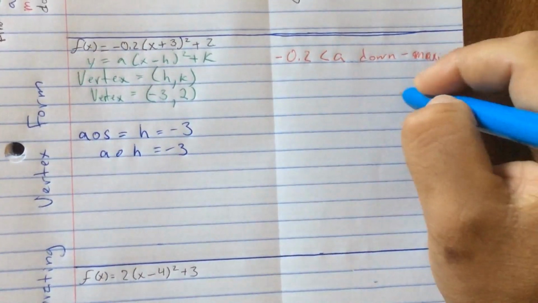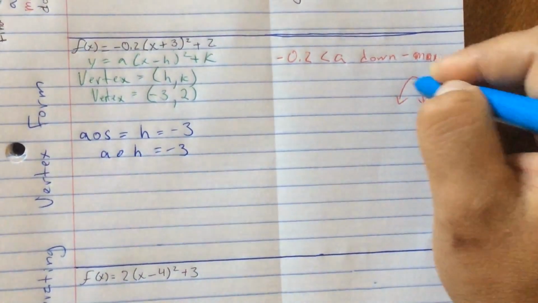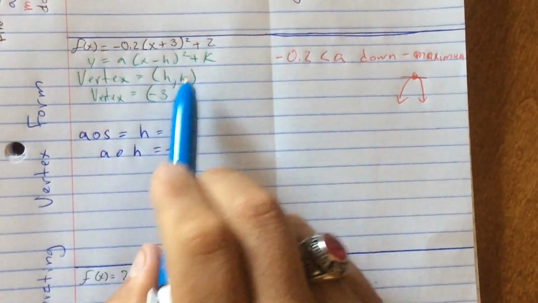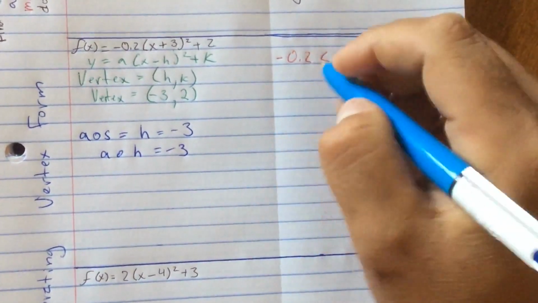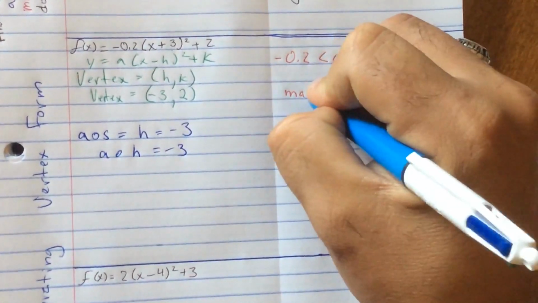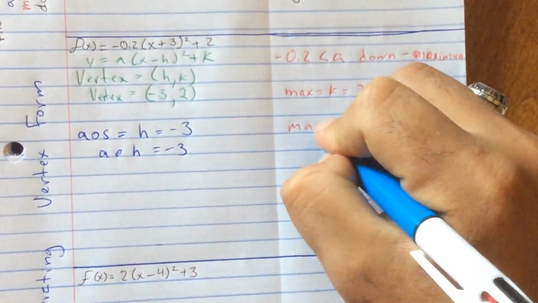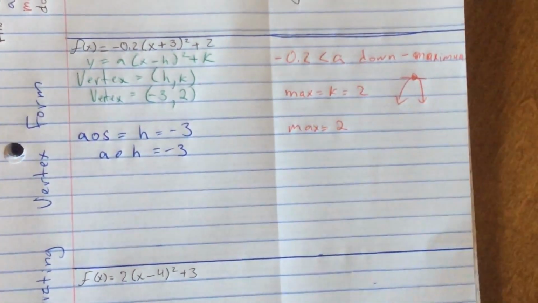That means that the graph's actually going to look like this. So that's why we have a point here that's going to be our maximum point. But our maximum point is determined by our k. So the max is equal to our k, which was actually 2. So that means our maximum is equal to 2.